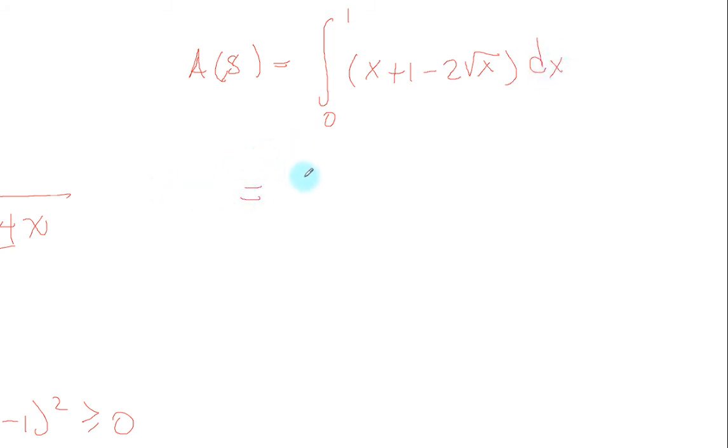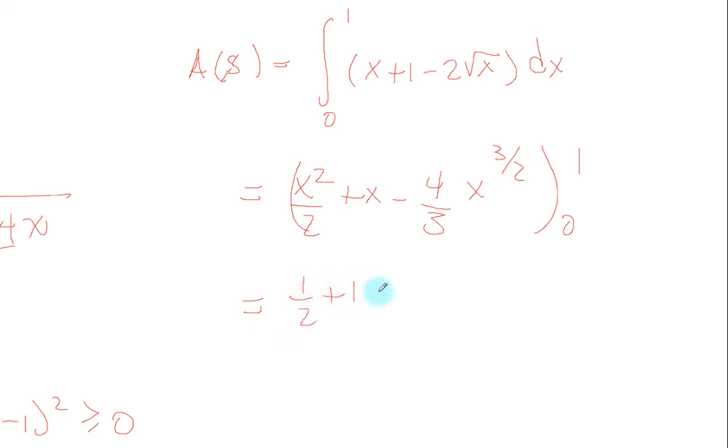Now this integral is x squared over 2 plus x minus 4/3 x to the 3/2 evaluated from 0 to 1. Now in 0 it's 0, and in 1 is 1/2 plus 1 minus 4/3, which is 3/2 minus 4/3, which is 1/6. And this is our answer, guys.